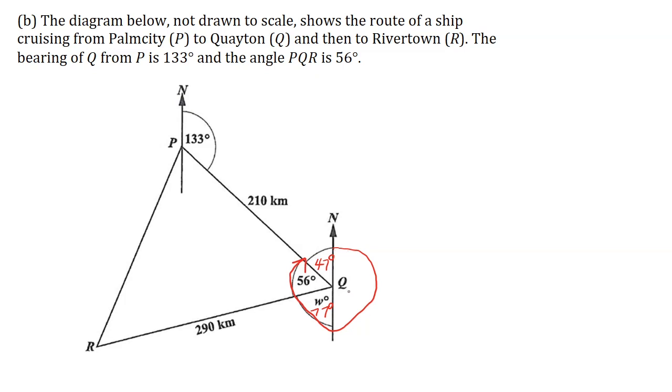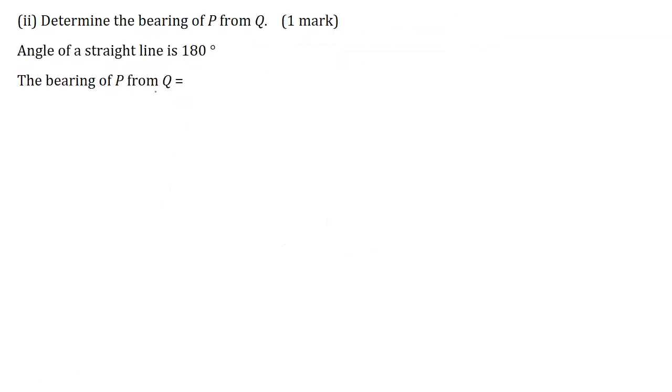So therefore, I'm going to add up 56 plus 77, and we know here that the angle of a straight line is equal to 180 degrees. So we add up these three angles and we will get a bearing of P from Q. So the bearing of P from Q is equal to 180 plus 77 plus 56. This is equal to 313 degrees.